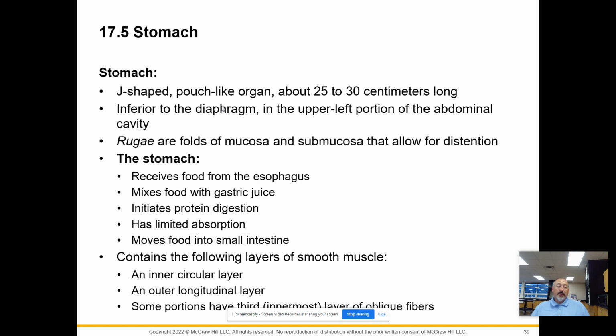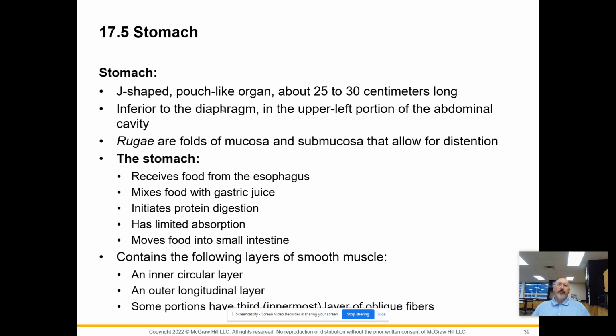That's going to help ultimately in the breakdown of food by exposing more surface area to volume, and so the enzymes can break down the food.